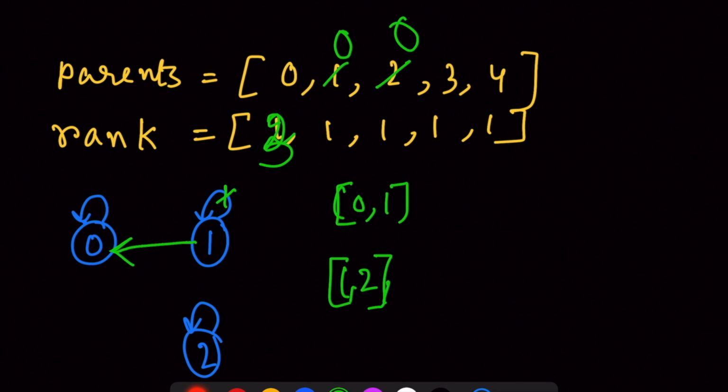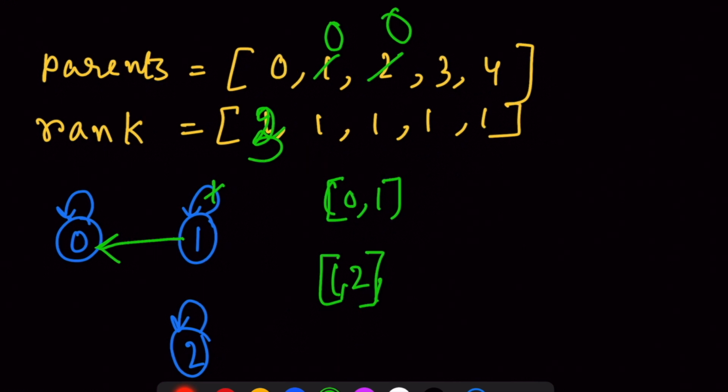So this way we'll keep adding, and every time we need to do a union operation, we'll just reduce the component count by 1. If we don't need to do any union operation, then we'll return 0 and will not deduct from the components.